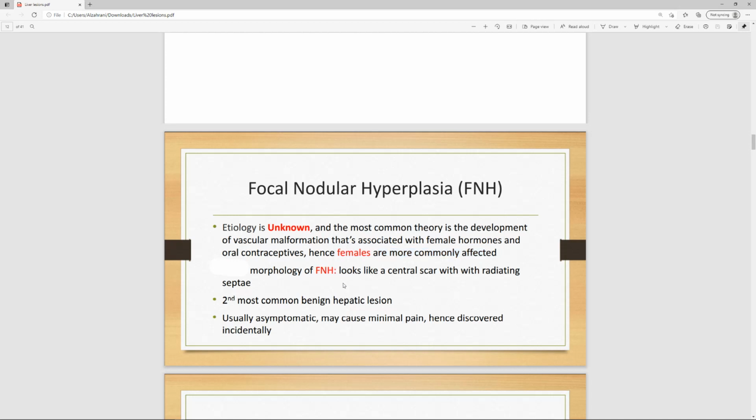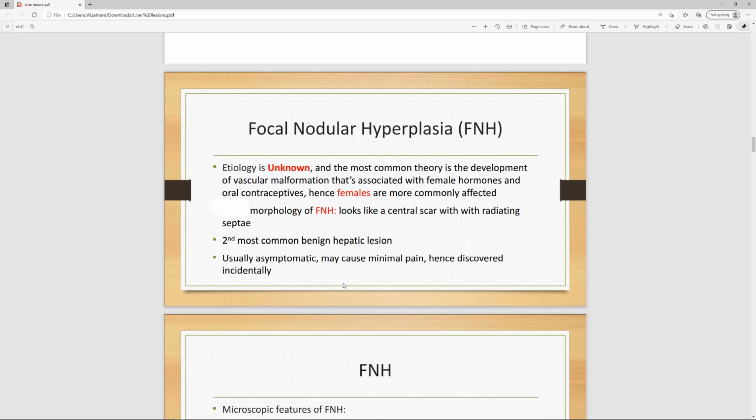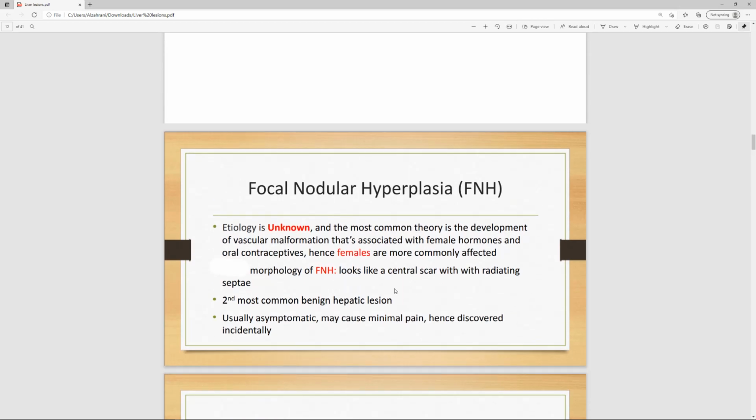Okay, morphology of focal nodular hyperplasia, if you see it on radiology, it looks like a central scar with radiating septae. Central scar with radiating septae. What does that mean? You will see hypodensity in the center with some radiating fibers that we will see now, and you will understand it.